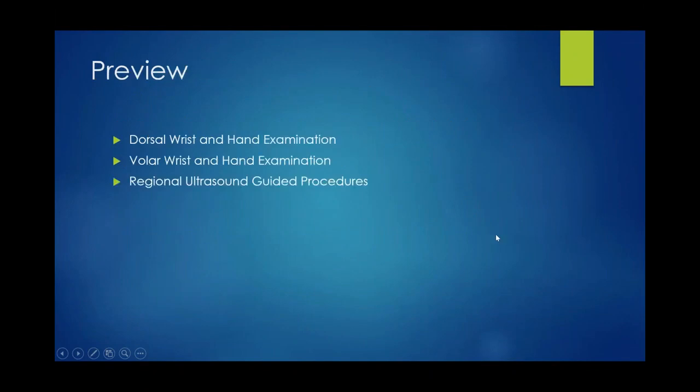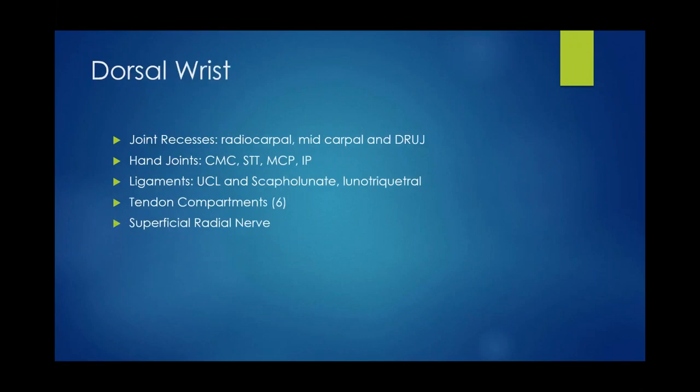A preview for the talk tonight: we will start by going over the dorsal wrist and hand, and then move on to the volar wrist and hand. Throughout the presentation, we'll discuss potential ultrasound-guided procedures for each area. Along the dorsal wrist, we'll talk about the joint recesses and some of the hand joints, some of the ligaments you might want to look at, the dorsal compartment tendons, as well as briefly touch on the superficial radial nerve.